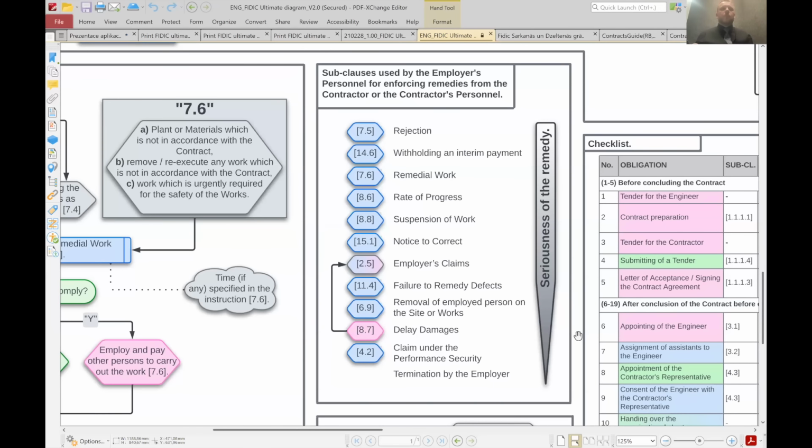So if some of these mistakes happen, or if something goes wrong or not as expected, the engineer should be using a few tools in a contract to give some remedies about the situation in a construction project. What's the important part? The engineer should always be using these remedies, or these subclauses, from the top to bottom.